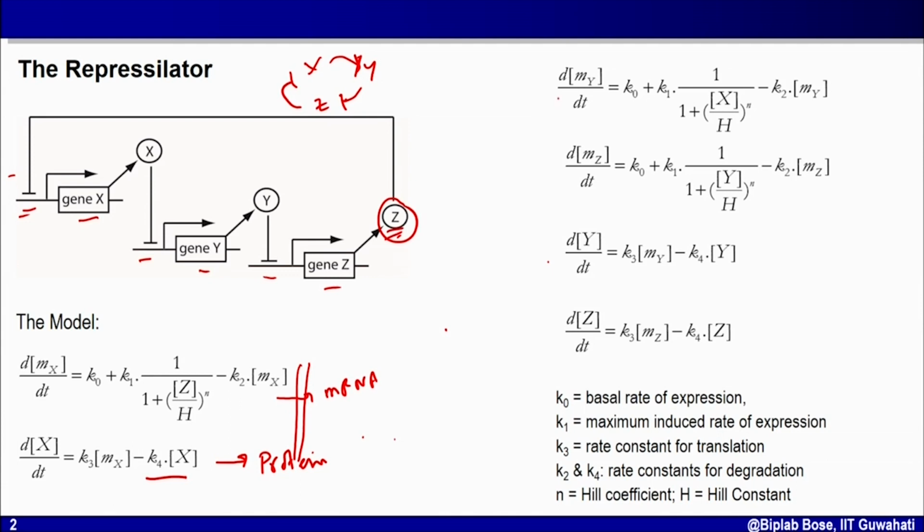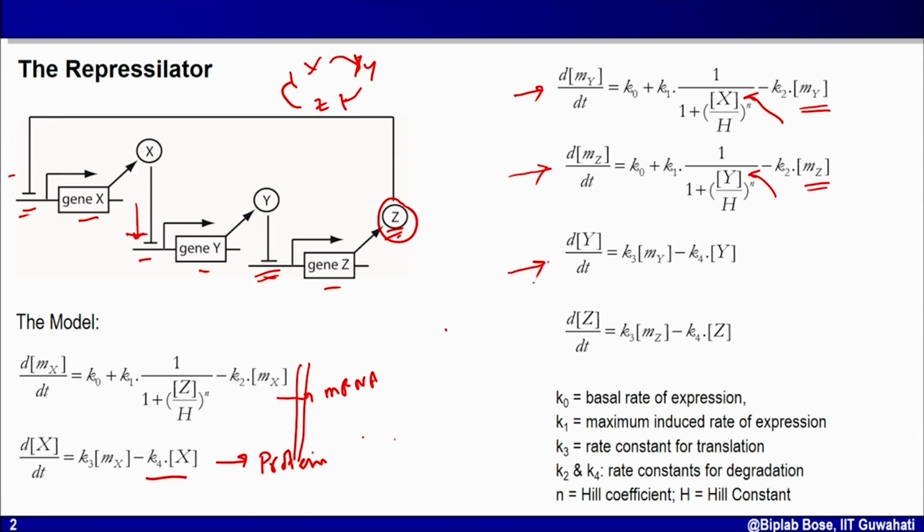So for the mRNA of Y, I will have dmy/dt, that is exactly similar to dmx/dt. The only difference is you have the X here, because X is inhibiting Y. So in the Hill function you have X, and obviously in the degradation term you have my. Similarly for the mRNA of Z, I have Y in the Hill function because Y is inhibiting Z, and mz here is for the degradation part.